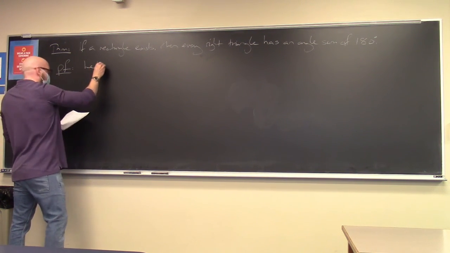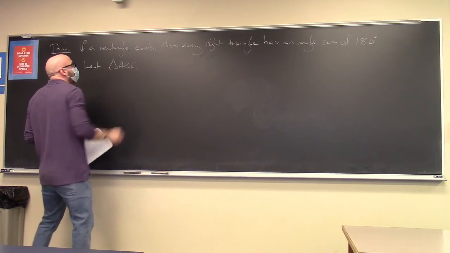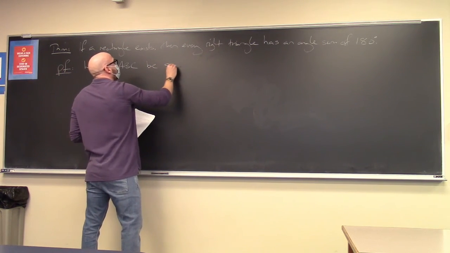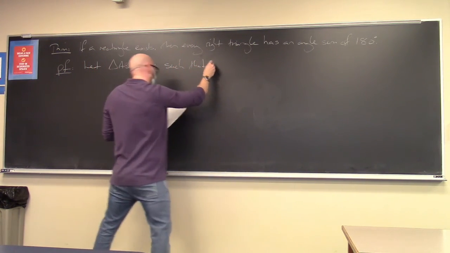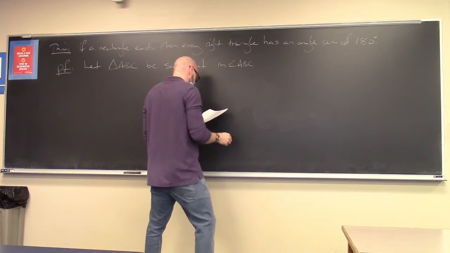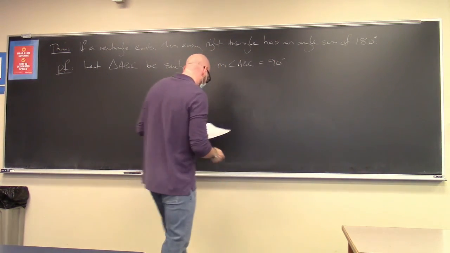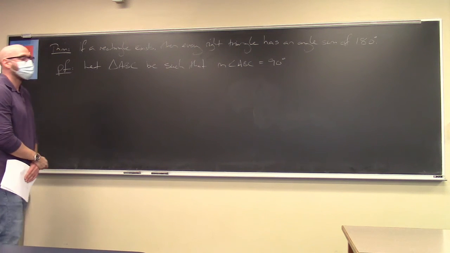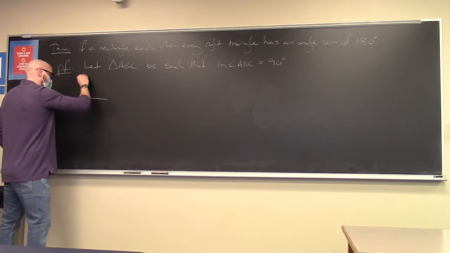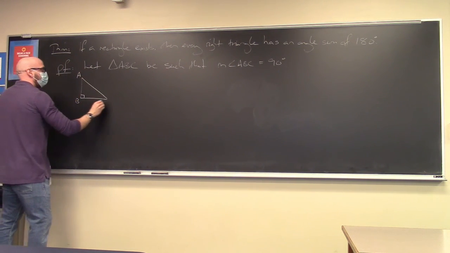Let's see. Let triangle ABC be a right triangle. All right, so this will be such that the measure of angle ABC is 90 degrees. So here's A, B, C.